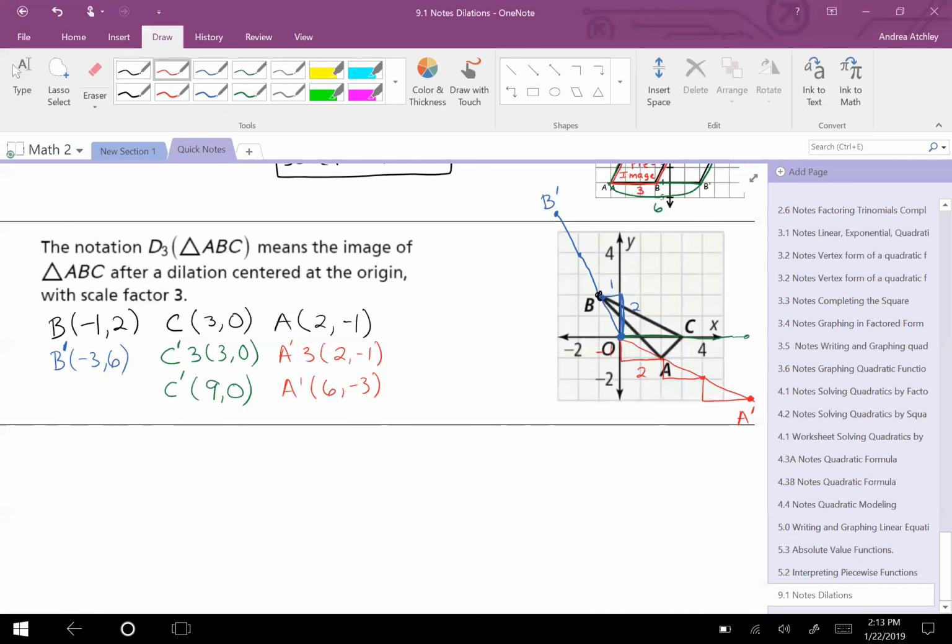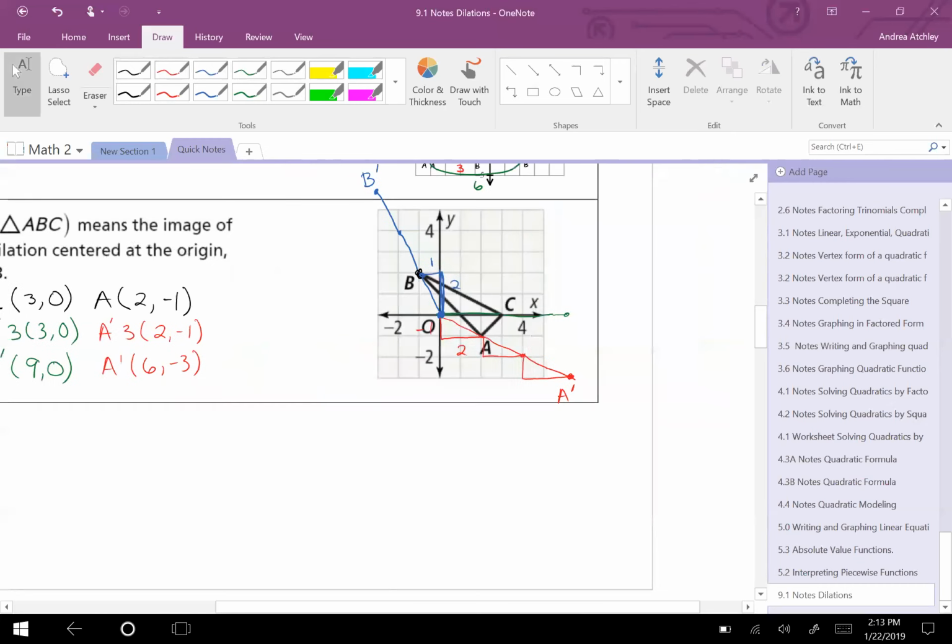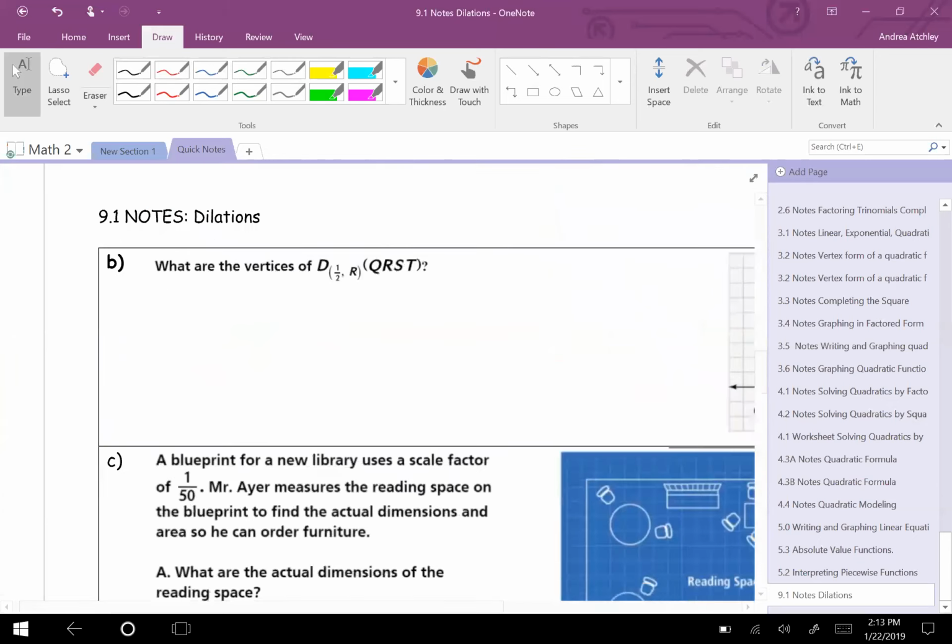Okay, if that C could be on there, then we would draw the picture. Unfortunately, this is way over here at 9. So we can't finish drawing it. Okay, next one.